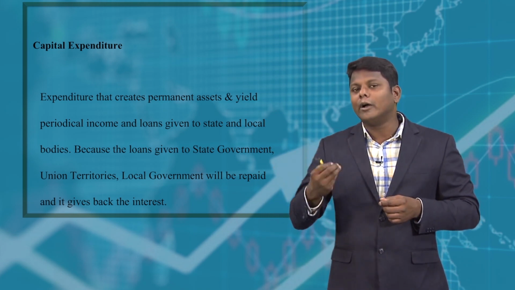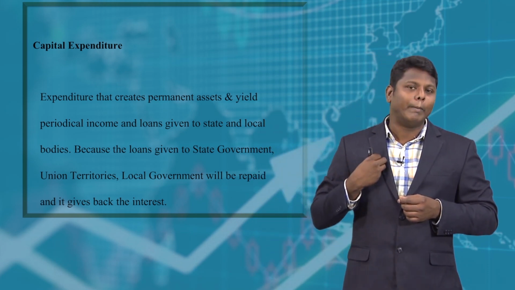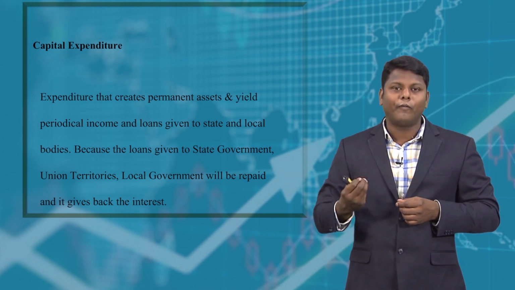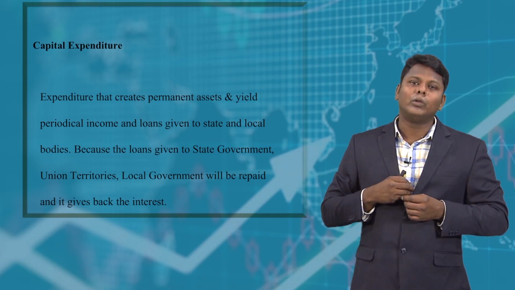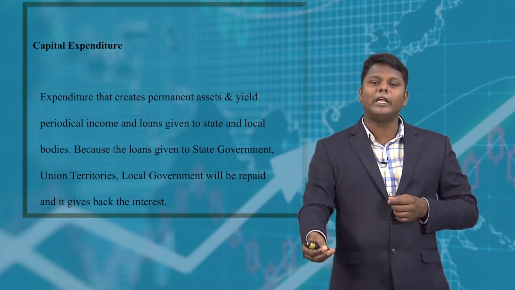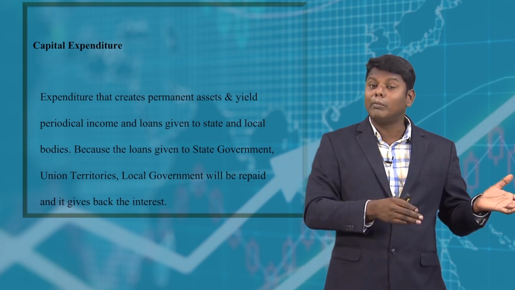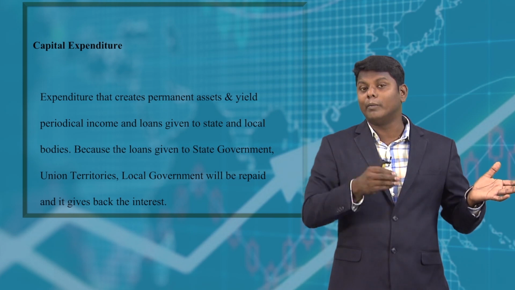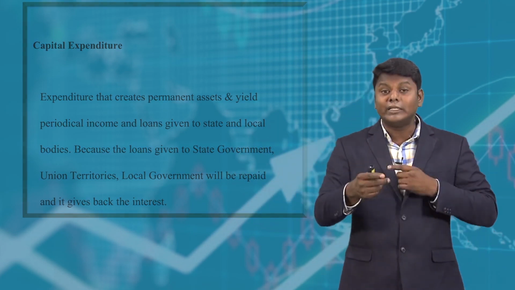If the union government is purchasing an asset, from that asset they will be able to make money, profit. Or if they are giving loans to the state government or union territories or local bodies, through which they will be able to make money, that is called interest. Over a period of time, whatever money is borrowed from the union government has to be repaid to the government. So, it is a two-way transaction, that is capital expenditure.